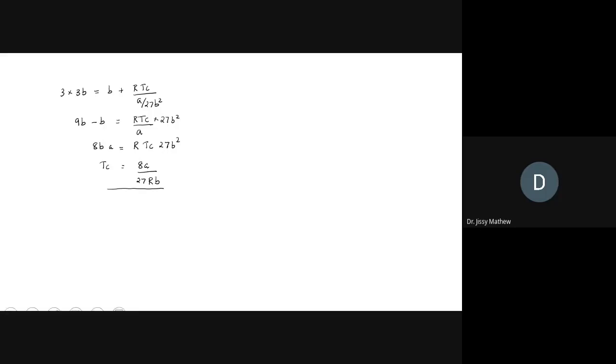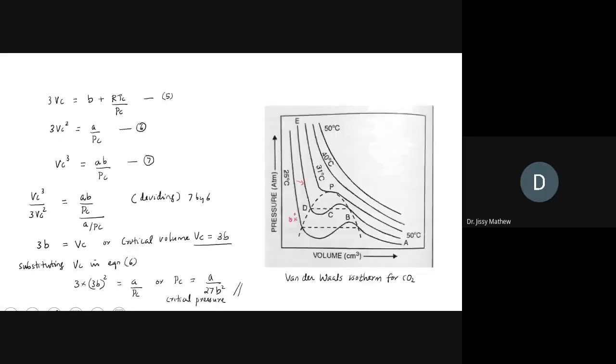So far we have seen expressions for the critical volume, which equals 3b, the critical pressure, which equals a/27b², and the critical temperature, which equals 8a/27Rb. So we have derived expressions for these critical constants in terms of the Van der Waals constants a and b.